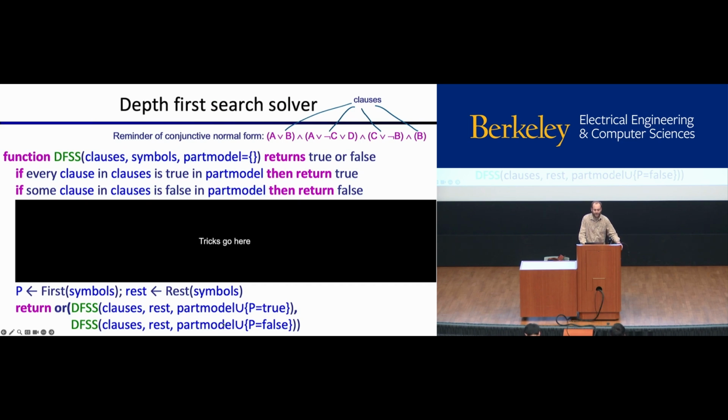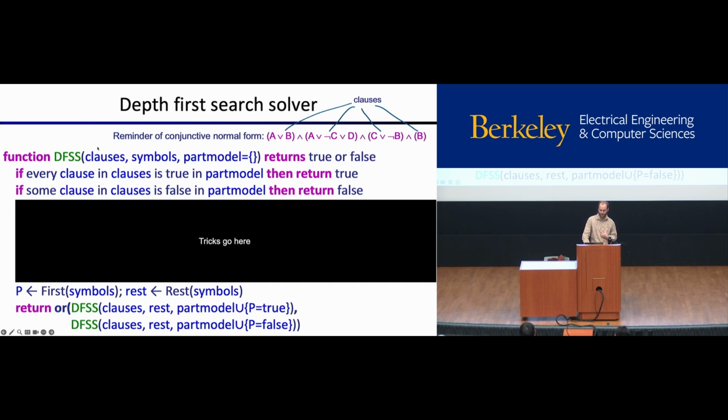And now, before we get to an efficient SAT solver, let's talk about an inefficient one. So here's conjunctive normal form at the top. Here are our clauses. It's a conjunction of clauses, ands connecting them. And here is just a depth-first search solver. And there are going to be some tricks I'll talk about later that go here, but we'll skip those for now.